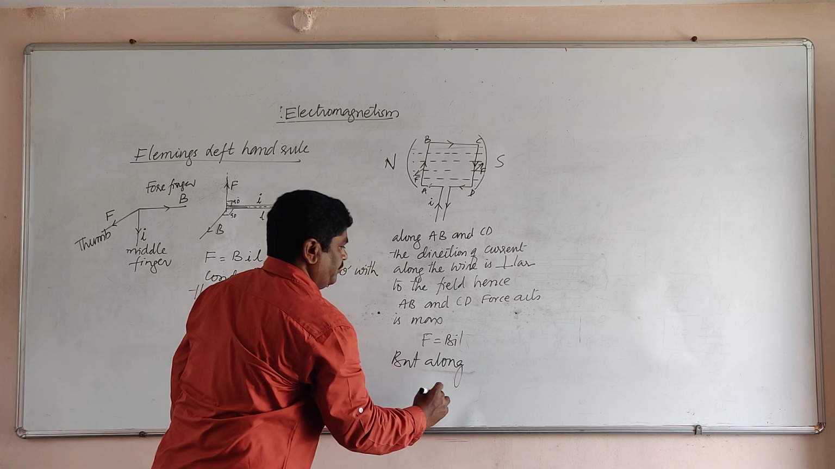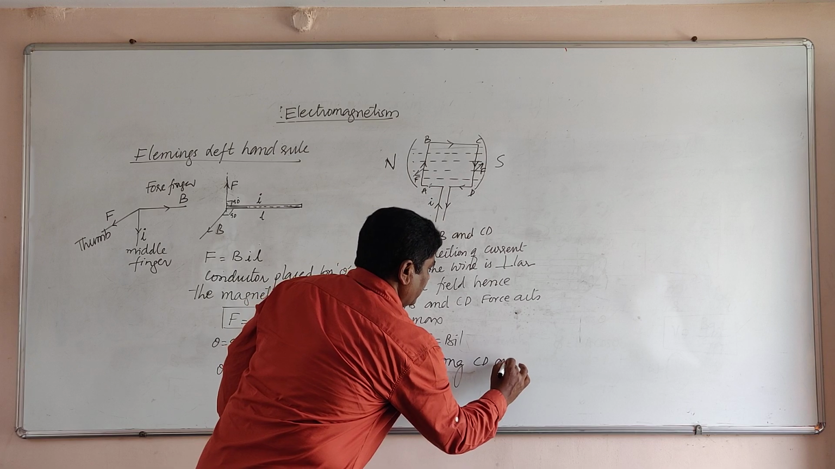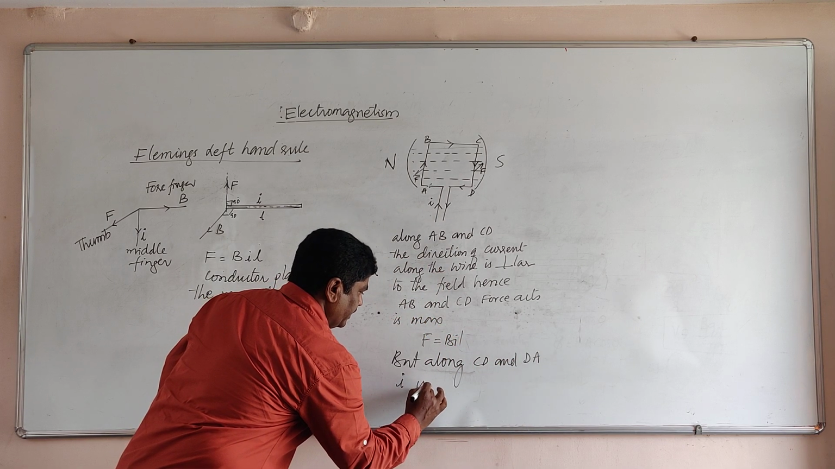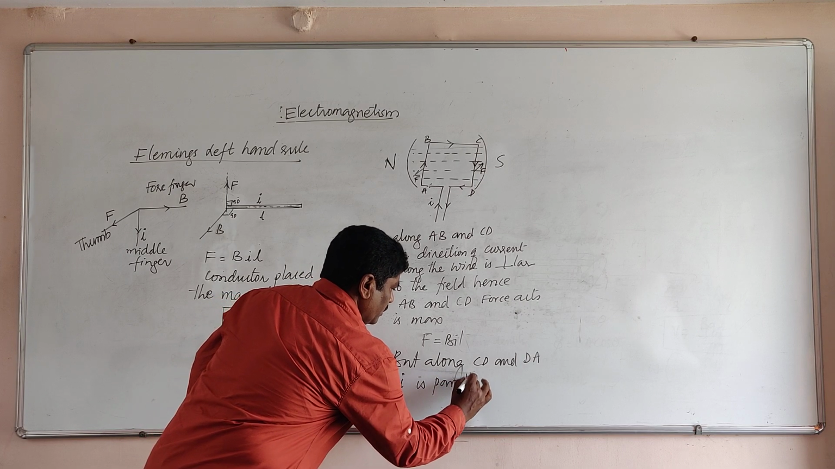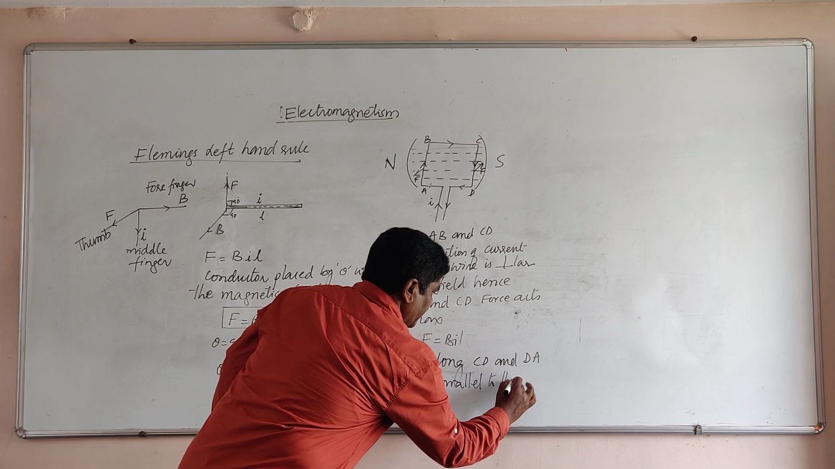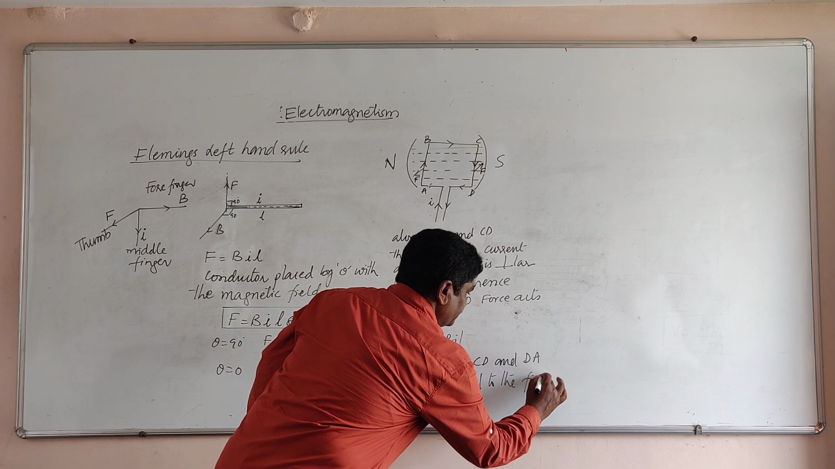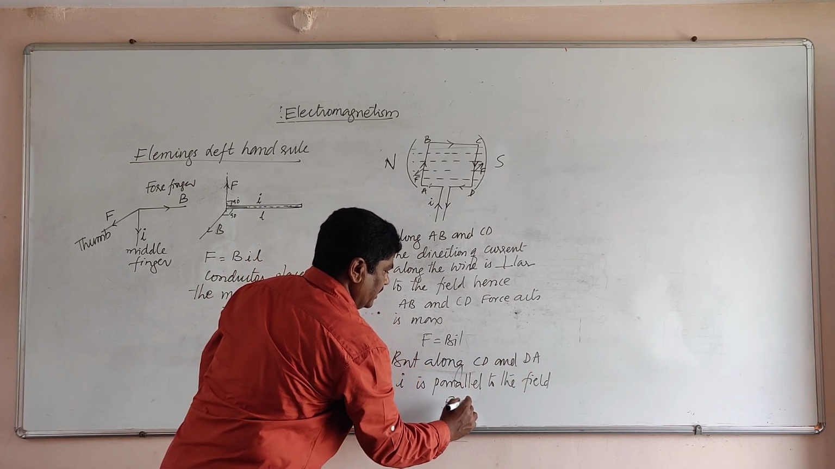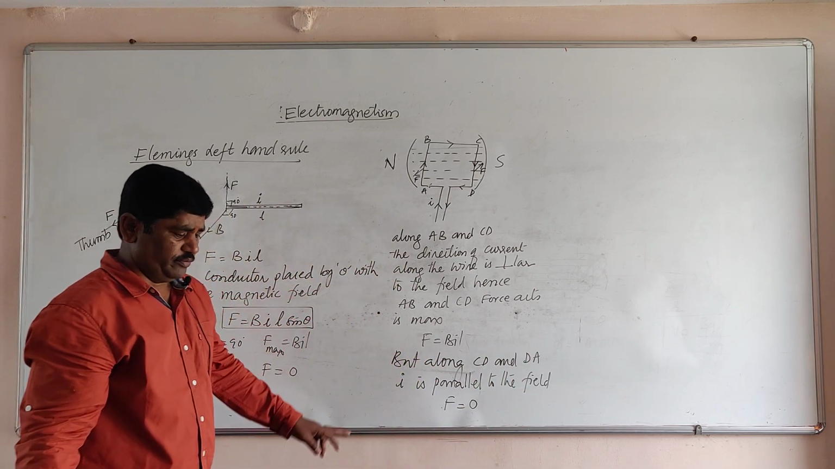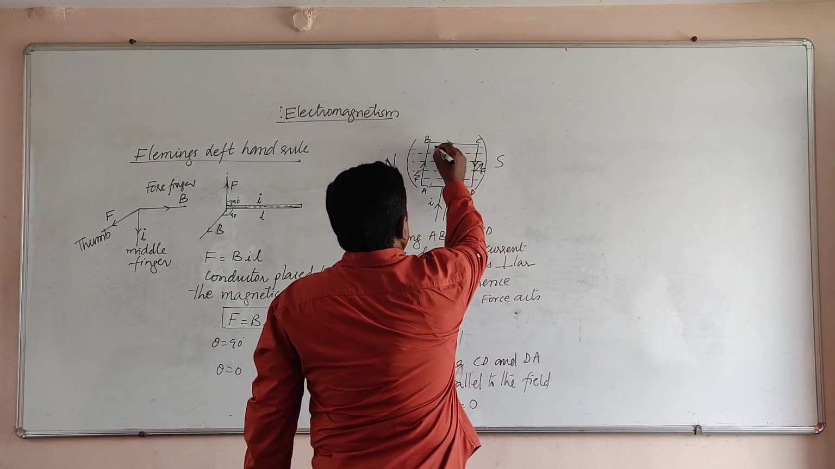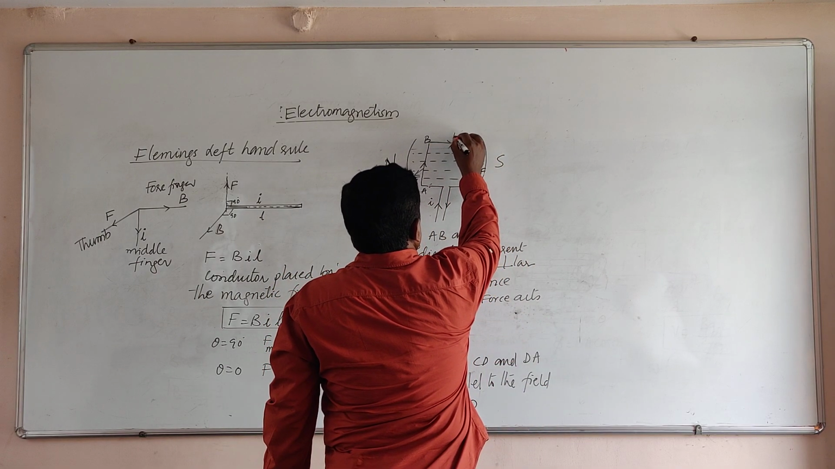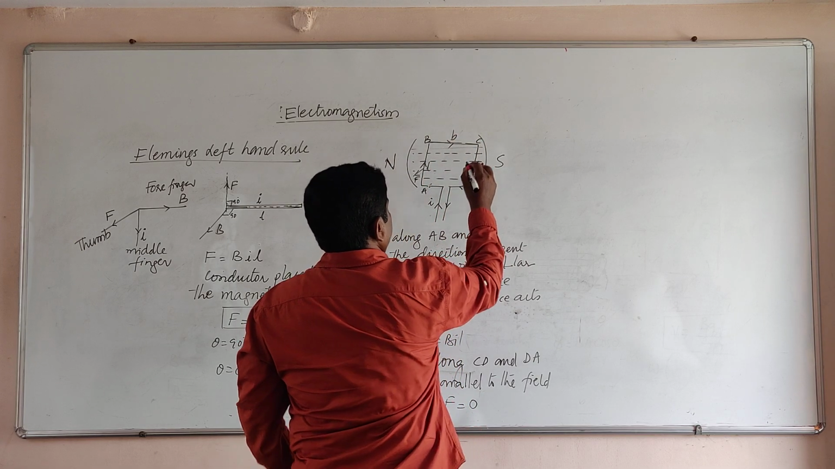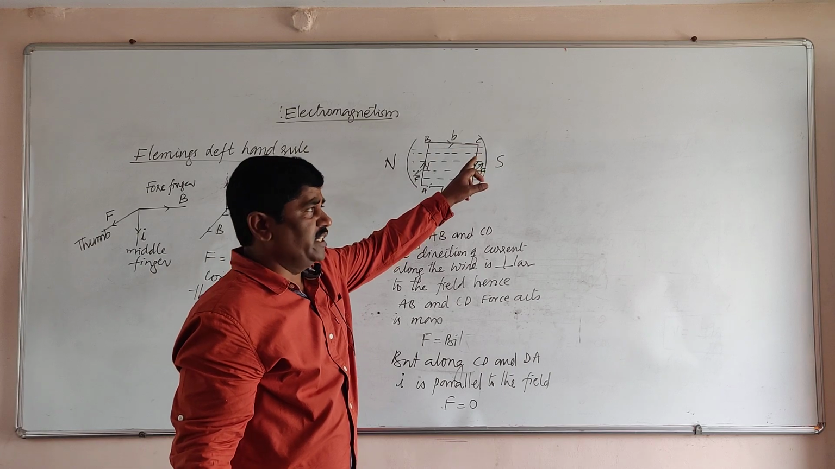But along CD and DA, the current direction is parallel to the field. Hence, the force acting on CD and DA must be 0. So this is the width in between, BC, of the rectangular coil. It is the length, and this is the breadth, we can say.